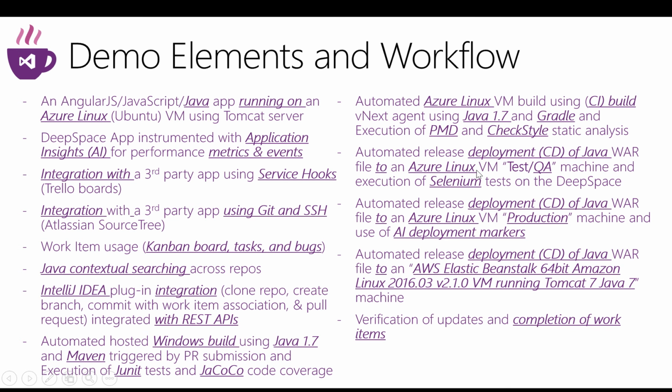Once those tests pass, then we'll start an automatic parallel deployment to an Azure Linux VM in production, and also an AWS Elastic Beanstalk VM. Both of those are Linux running in production. And then we'll prove that everything works. We'll verify on all three servers, the test server and the two prod servers, that everything is working right.